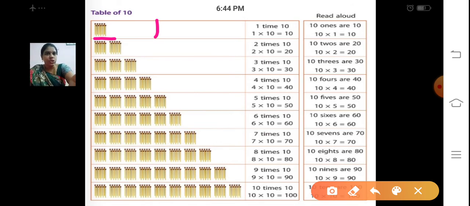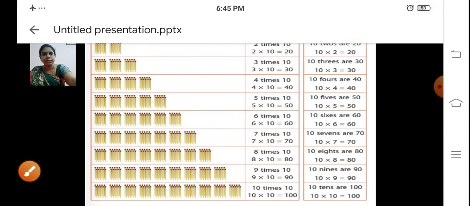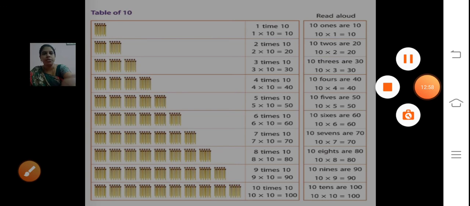1, 2, 3, 4, 5, 6, 7, 8, 9, 10. So in each group we have 10, right? In the first one we have only one group, with 10 matchsticks. So 1 times 10. 10 ones are 10. Now move on to the second one. How many groups do we have? Just count how many groups we have.